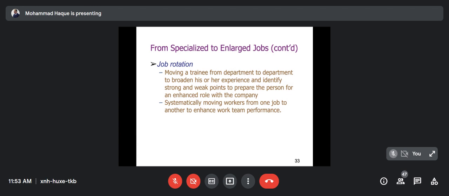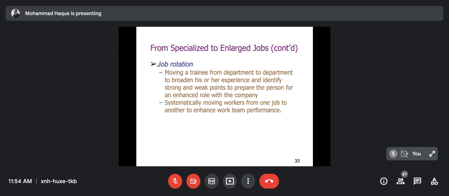There is a third concept that we also need to learn here. That is the concept of job rotation. Now, job rotation is basically moving a trainee from department to department to broaden his or her experience and identify strong and weak points to prepare the person for an enhanced role with the company. See, it is also systematically moving workers from one job to another to enhance work team performance. It is also that we want these individuals to get experience of virtually all fields within a specified area so that he can be made to work anywhere as and when it is necessary, right?